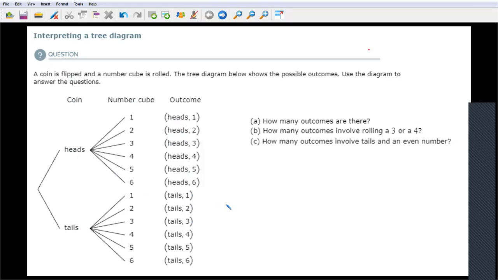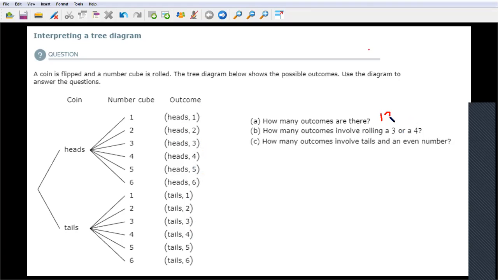So the first problem that they're asking is how many outcomes are there? That should be a pretty easy one because all you got to do is multiply 2 times 6 and get 12, or you can just count up these 12 outcomes here on the right side. So that's the answer to the first question.